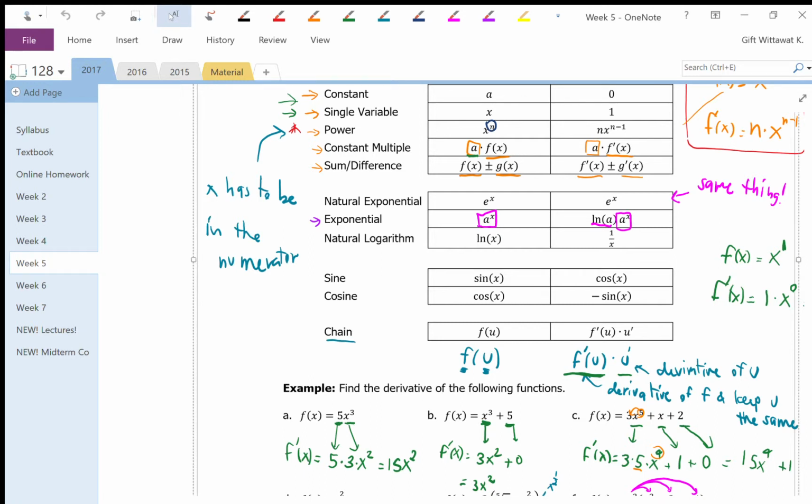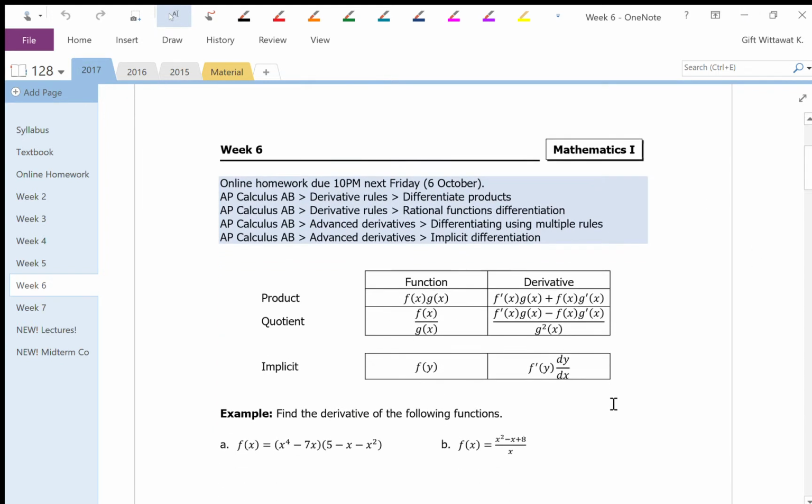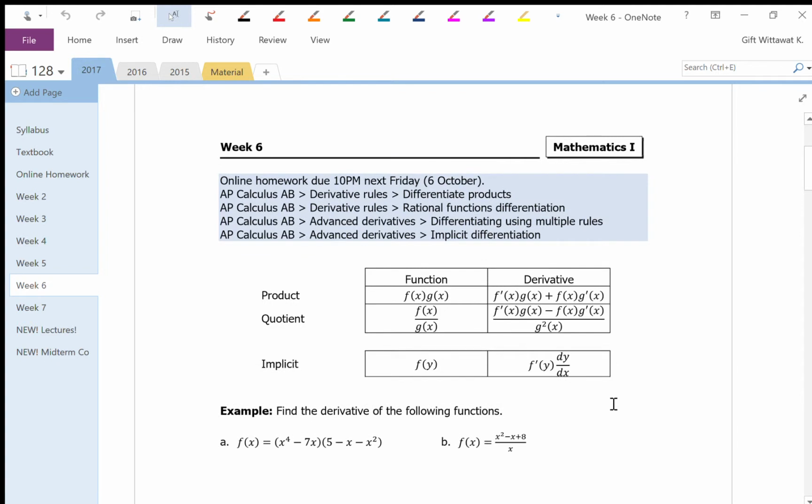Last week we talked about how to find the basic derivative of a function. So for this week, we will go into a more advanced method of finding the derivative. Let me go over the first one. The first one is the product rule.